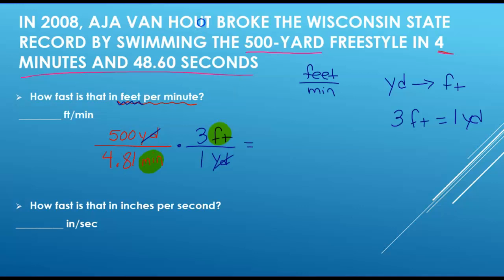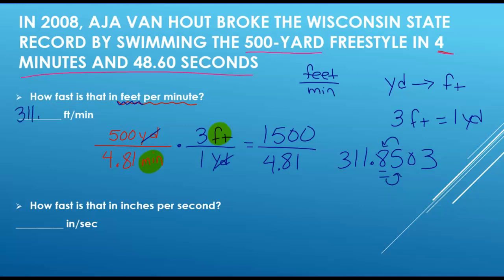So let's multiply straight across. 500 times 3 is 1,500, and 4.81 times 1 is 4.81. Divide that out, and we get 311.8503. And we should round to the nearest tenth for this one because it's like the one on your homework. So add 1 to the 9, so that's 311.9 feet per minute.